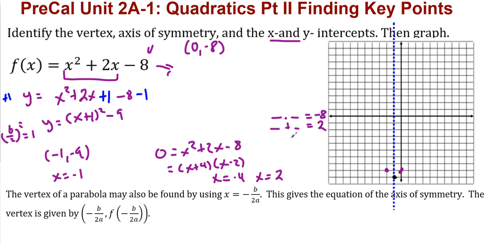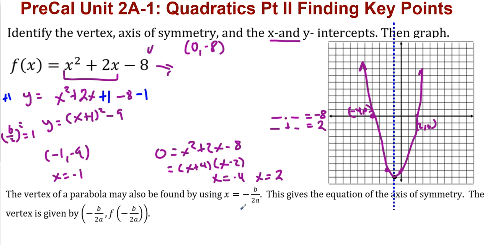Okay? So I have negative 4, 0. 1, 2, 3, 4. There's one of my zeros, negative 4, 0. And my other zero is 2, 0. That gives me an idea of how to graph it. And we're going to go up like that. Okay, so there's our basic sketch.